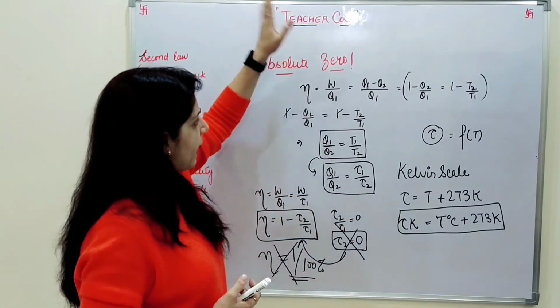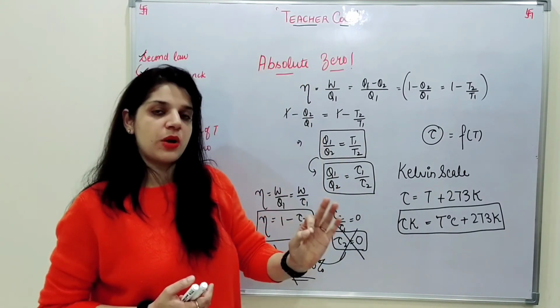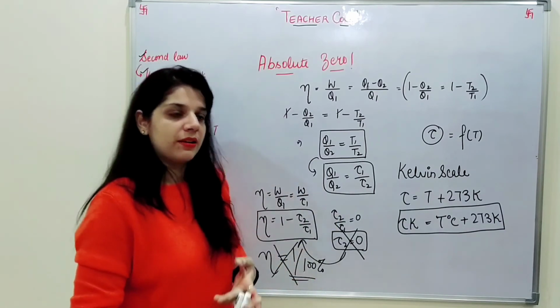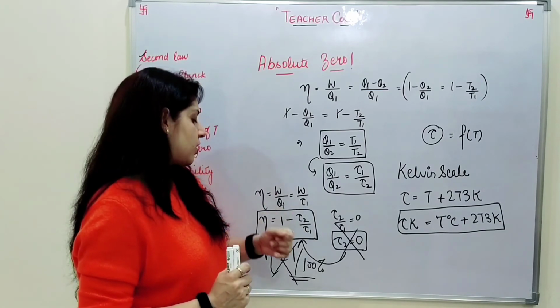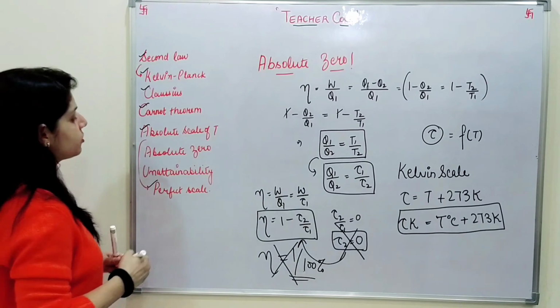So this was the absolute zero. Everything will freeze, everything will cease to have motion. That is why we cannot attain 0 Kelvin, just like we can never attain the speed of light. So this was all for today, and we have completed today's lecture.